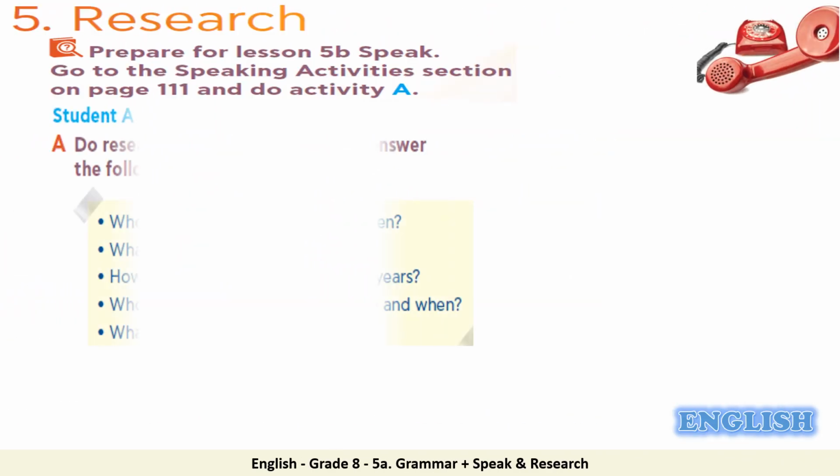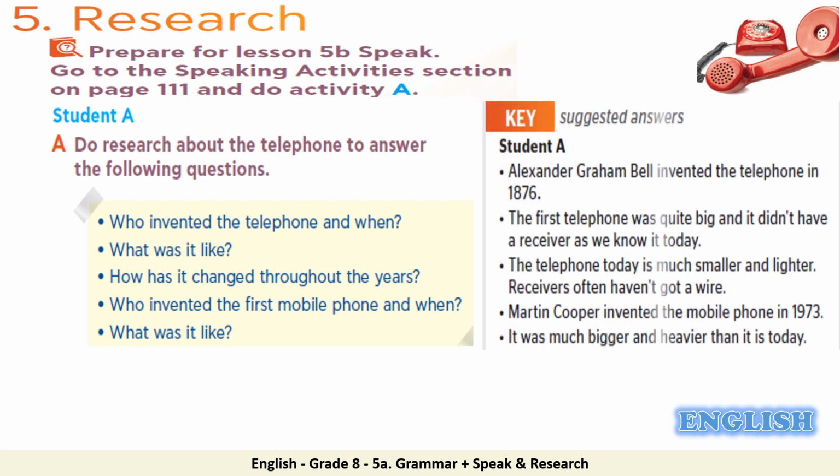Okay, now student A has done a research and collected information to answer the 5 questions. Alexander Graham Bell invented the telephone in 1876. The first telephone was quite big and it didn't have a receiver as we know it today. The telephone today is much smaller and lighter. Receivers often have not got a wire. Martin Cooper invented the mobile phone in 1973. It was much bigger and heavier than it is today.